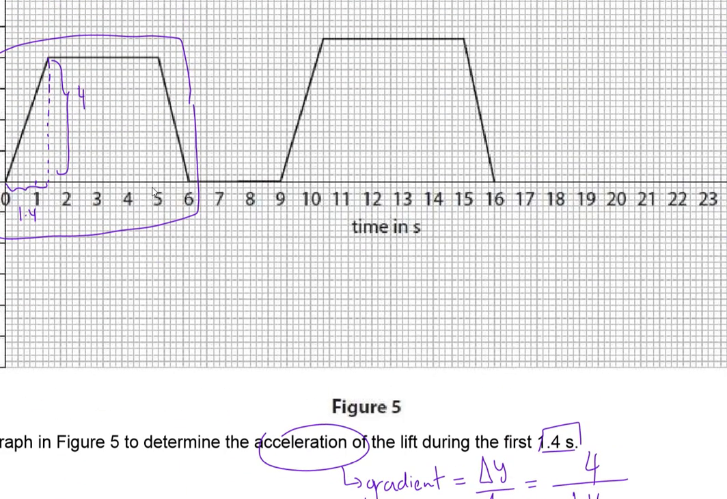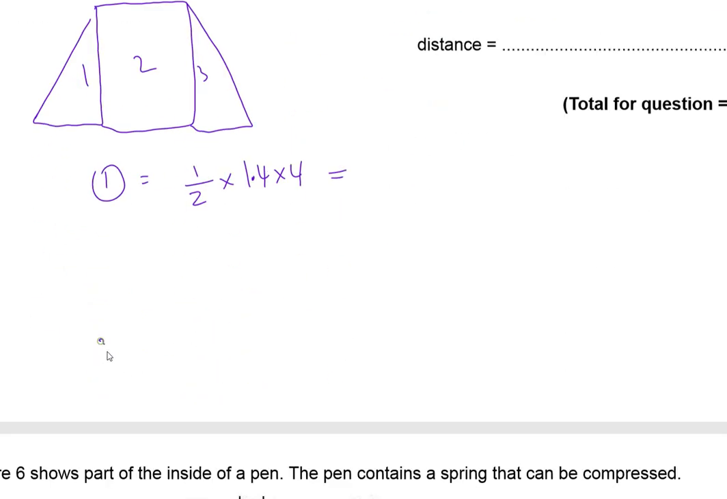Now again, how do I know? Here we've already done the first one, 1.4, and then we go from 1.4 all the way down to this one here. Then we've got the last triangle, which is from 5 to here and then here. So number 3 is half times 1 times 4. Good, and then we've got number 2.